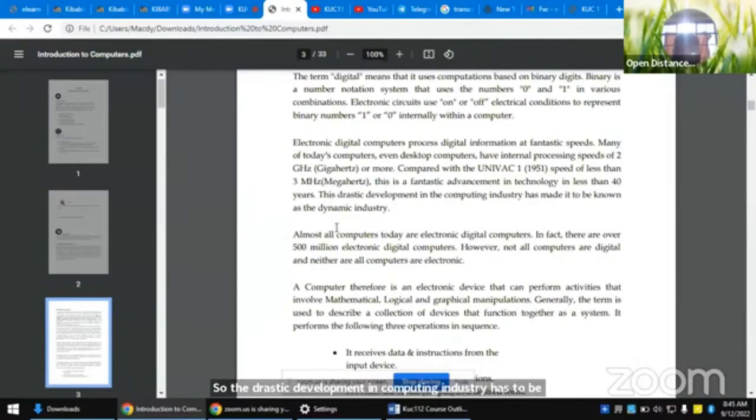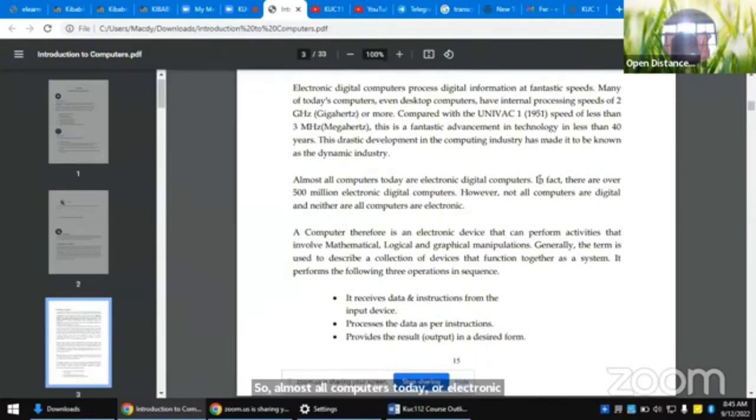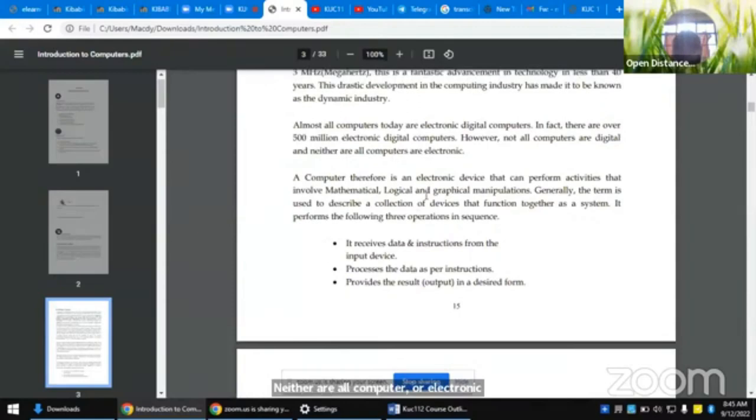So almost all computers today are electronic digital computers. In fact, there are over 500 million electronic digital computers. However, not all computers are digital, and neither are all computers electronic. So a computer, therefore, is an electronic device that can perform activities that involve mathematics, logic, and graphic manipulation. Generally, the term is used to describe a collection of devices that function together as a system.